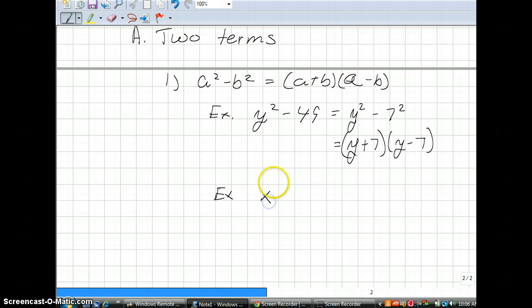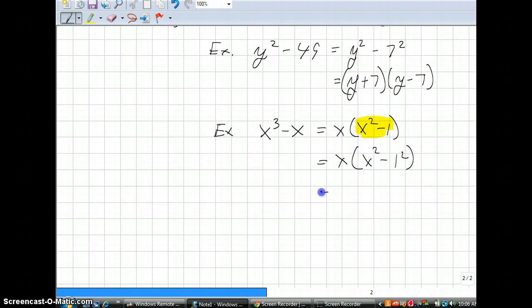Another example would be x cubed minus x. Step number 1, look for common factors. There's a common factor of x. Then I have x squared minus 1. I have two terms, so I ask myself, could that be the form a squared minus b squared? So can this be written as x squared minus 1 squared? And yes, it can. So then I factor that to x times (x plus 1)(x minus 1). Right?